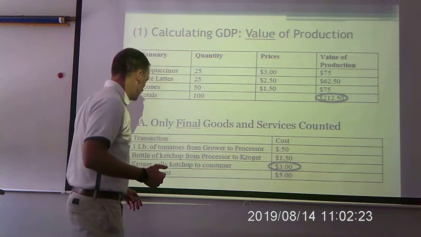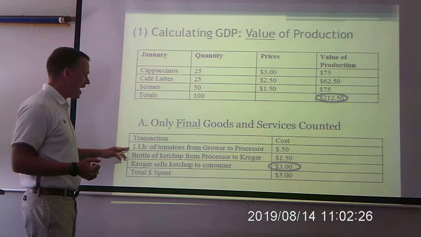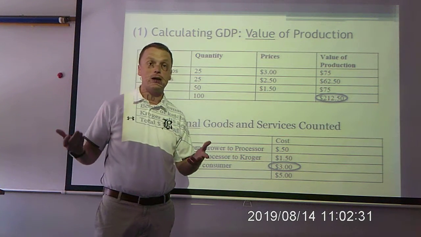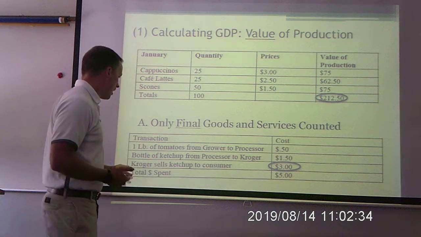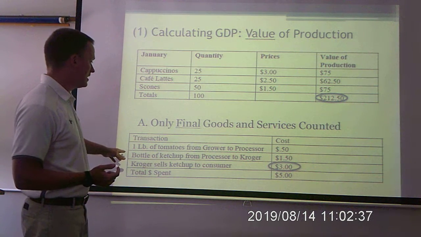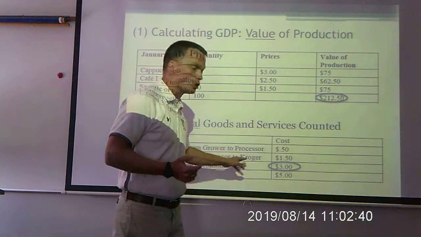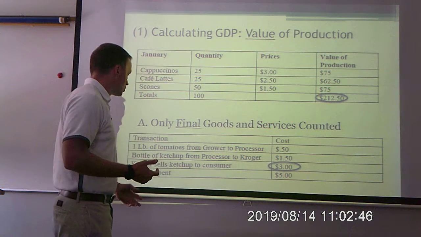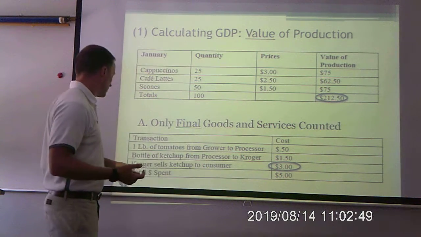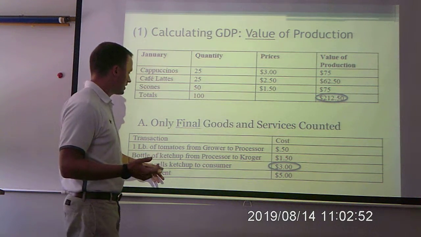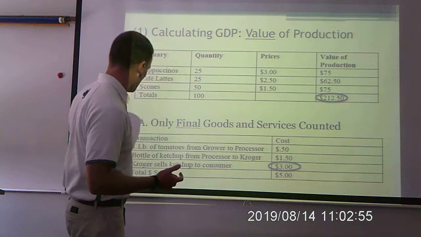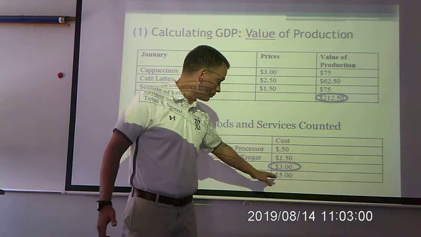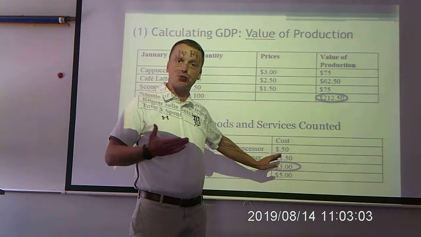Let's talk a little bit about what that means. So you've got 1 pound of tomatoes that is sold from a grower, a tomato farmer, to a processor, right? That bottle of ketchup is then sold from the processor to Kroger. So that tomato has been manufactured, it's made into ketchup, and it is sold to Kroger. Kroger sells ketchup to the consumer. Well, the total number of dollars spent on that one product was 5, but we only count 3.